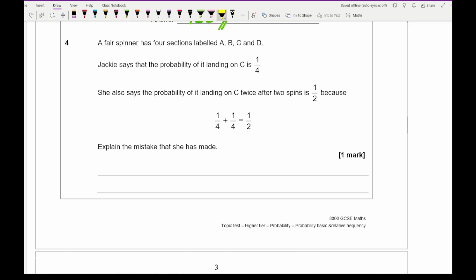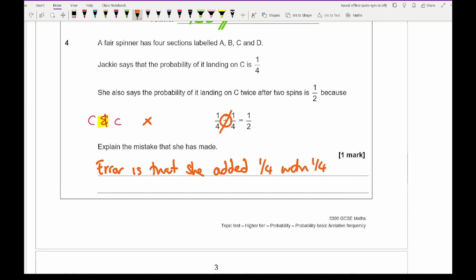Now the mistake that she has made is because she wants a C and a C, and that is where we multiply, not add. So the error is that she added a quarter with a quarter instead of multiplying. So something along those lines would be absolutely fine.